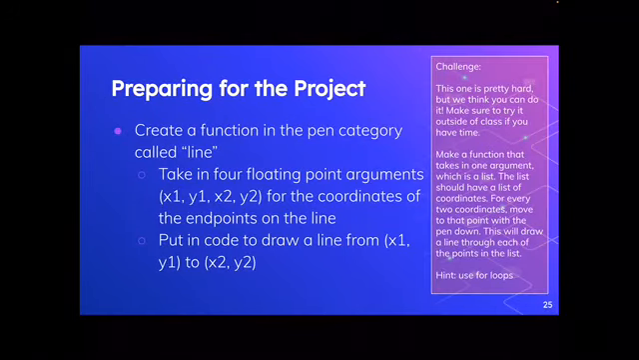Okay, so to prepare for the project, create a function in the pen category called line. To do this, you're going to have to take in 4 floating point arguments, or integer arguments, x1, y1, x2, and y2, the coordinates of the endpoints of the line. Then put in code to draw a line from x1, y1 to x2, y2.